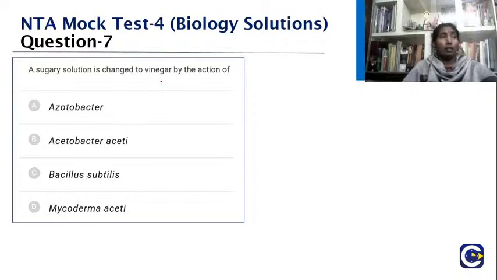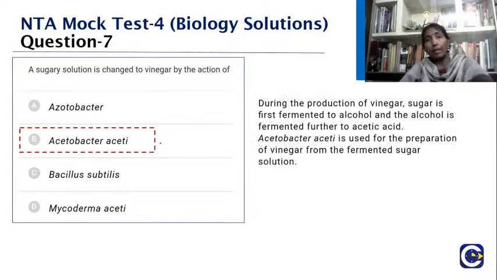We should know that during the production of vinegar, the sugar is first fermented to alcohol, and that alcohol is further fermented to acetic acid, by the bacterium Acetobacter aceti. So Acetobacter aceti is the one used for the preparation of vinegar from the fermented sugar solution. So that is the right answer.